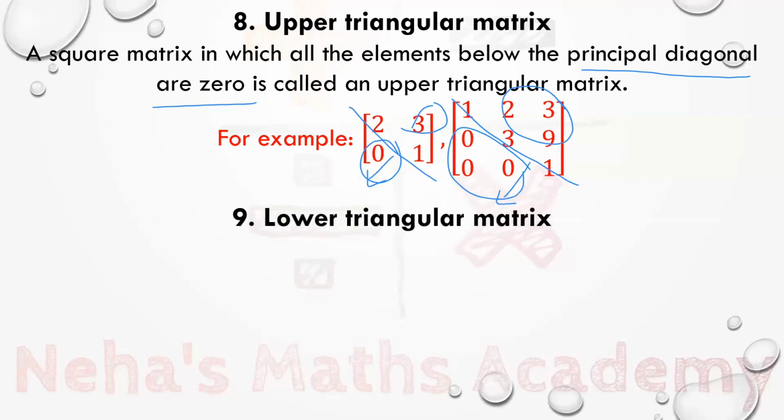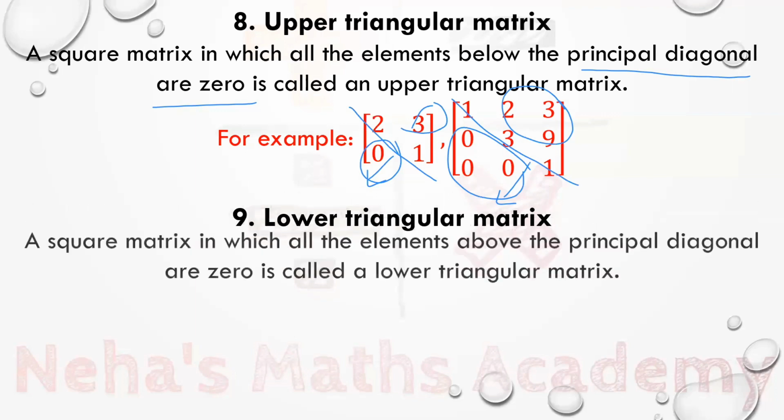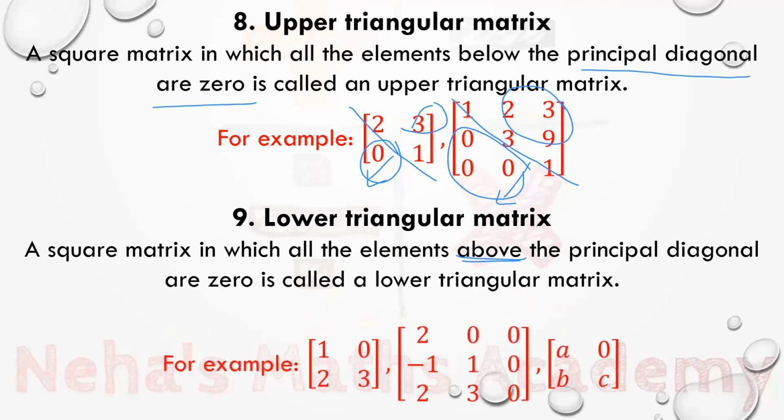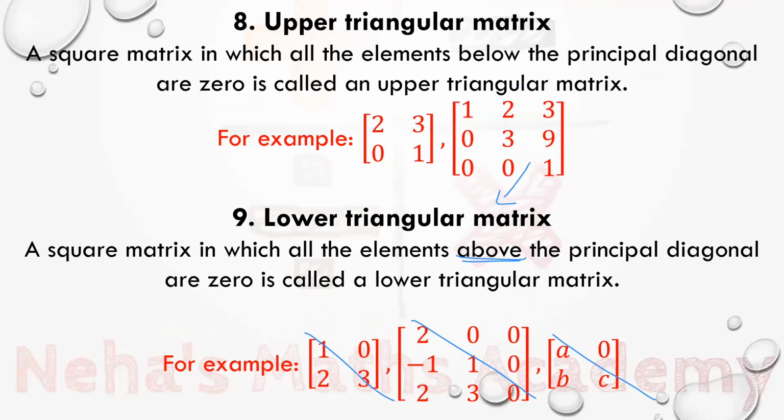Next is lower triangular matrix, which is exactly opposite of upper triangular matrix. So it is a square matrix in which all the elements above the principal diagonal are 0, called a lower triangular matrix. So you can see the examples here. These are the principal diagonals and all the elements above it are 0.